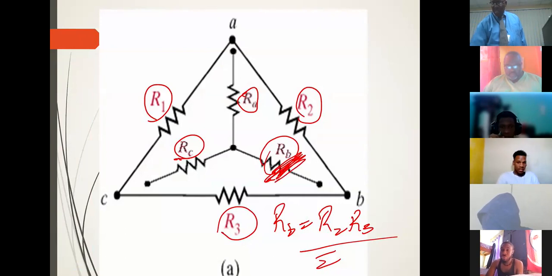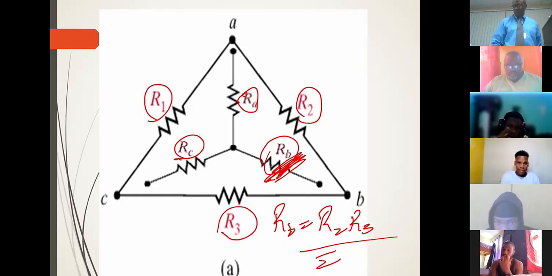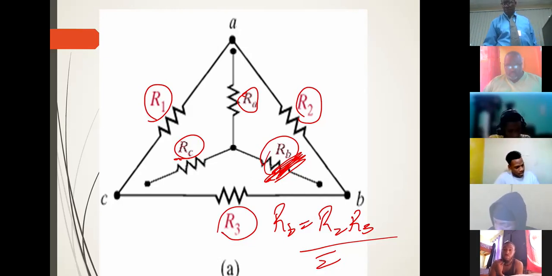RB is of the star. A, B, C is from the star. 1, 2, 3 is from the delta. Okay, all right. So yes, sir. So we are going from delta to star. All right, sir. So you have taken the diagram earlier? Never finish it completely, but most of it, sir.